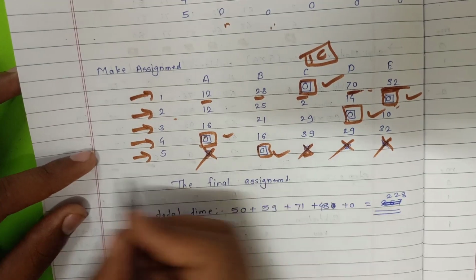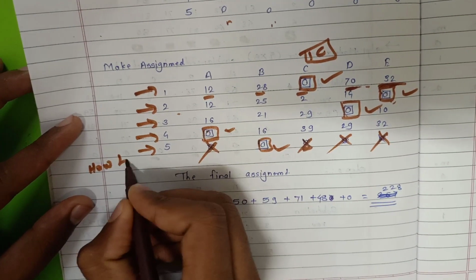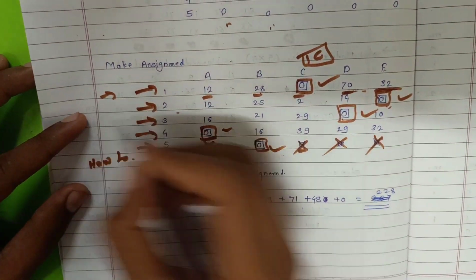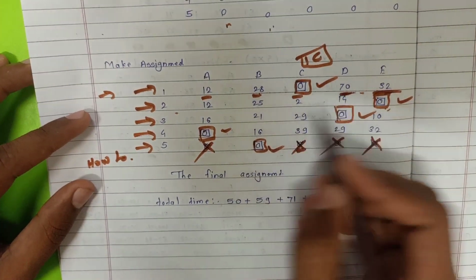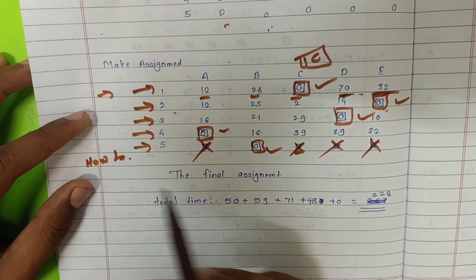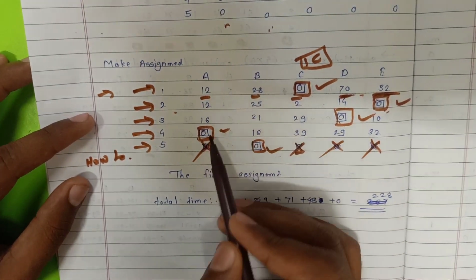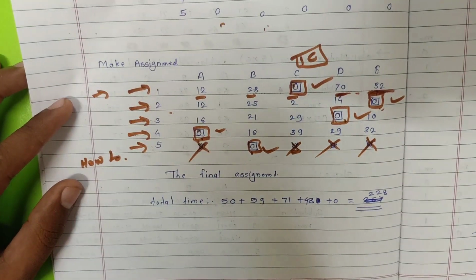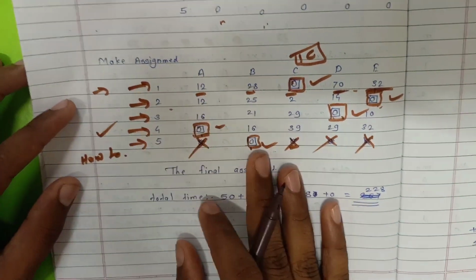So how do we check whether our assignment is correct or not? In each row we should have one squared or assigned 0, and in each column we should have one assigned 0. So in each row and each column we have one assigned 0. So the assignment is correct.